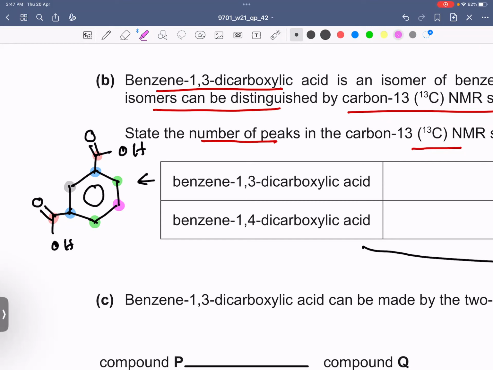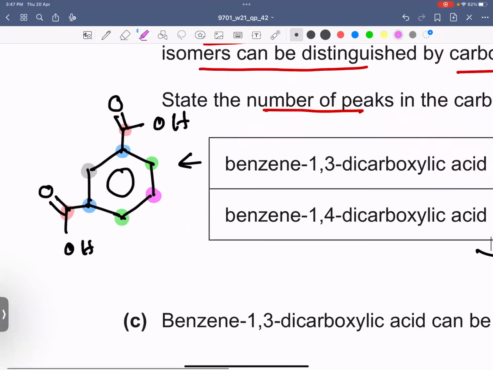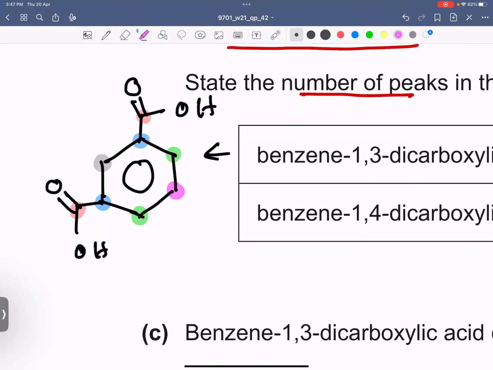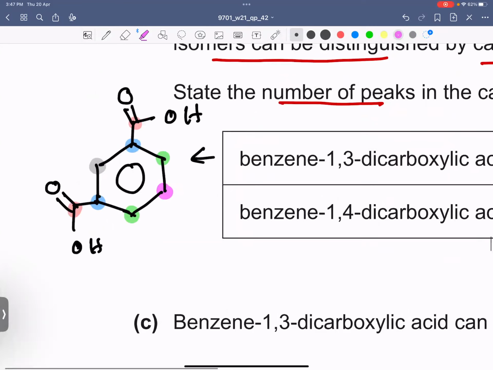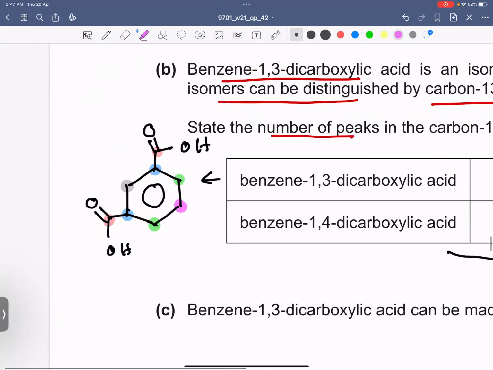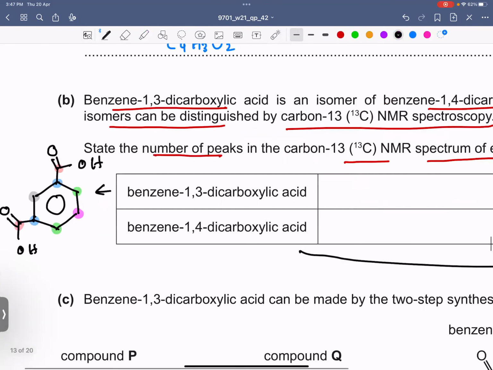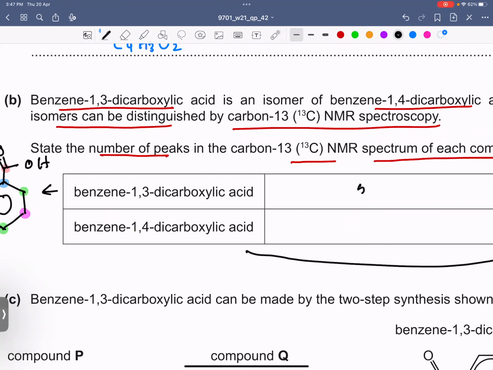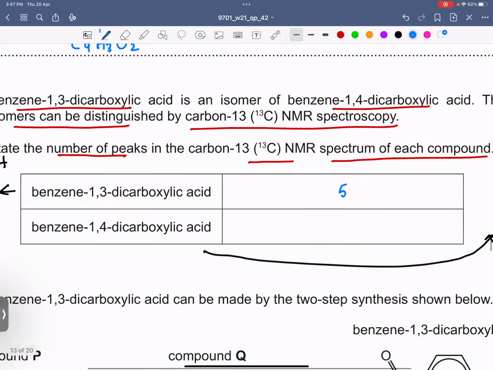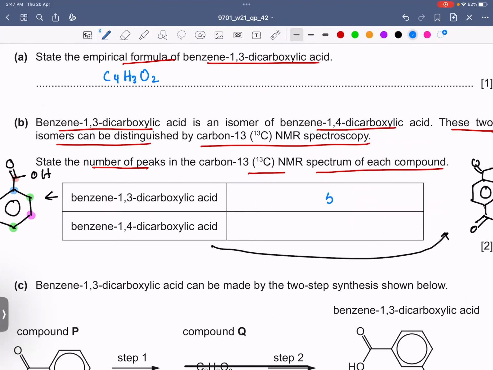So C. Is this understandable? How many environments do we have over here? 1, 2, 3, 4, 5. So it means that we will get 5 signals for benzene 1,3 dicarboxylic acid. 5 signals. Is this clear? Yes. If you have any confusion, do ask.